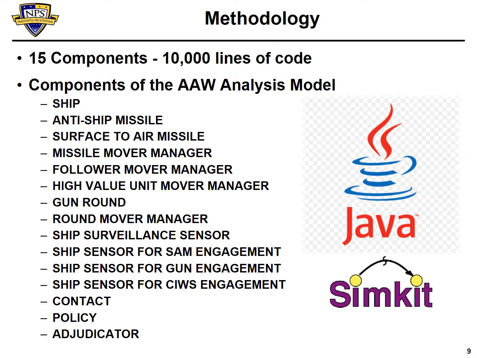Fifteen main components are built to create a discrete event simulation from scratch using the SimKit library that is developed by Professor Arnold Buss in the Java programming language. The model includes 10,000 lines of code. It covers the most important aspects of anti-air warfare.